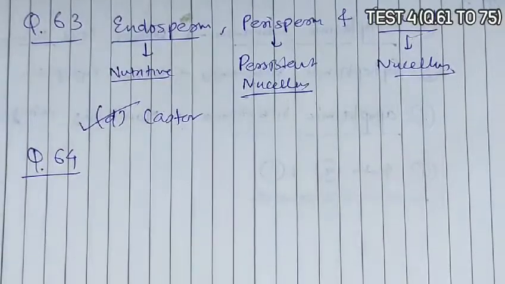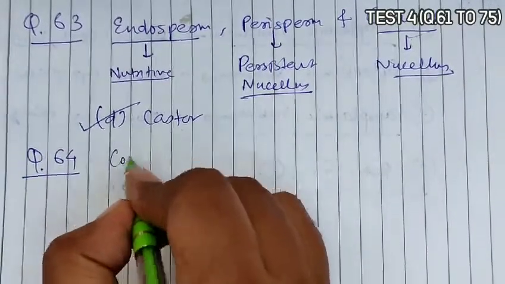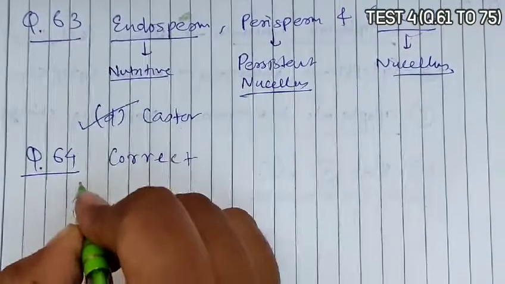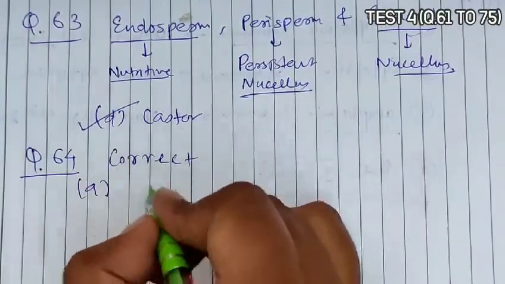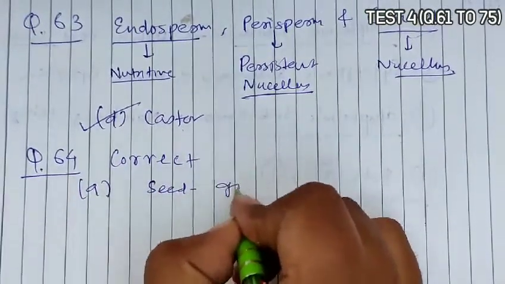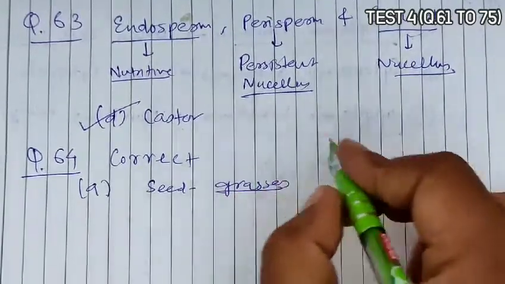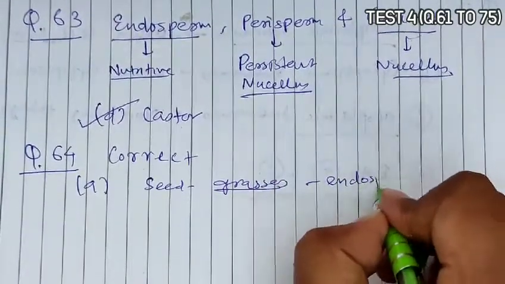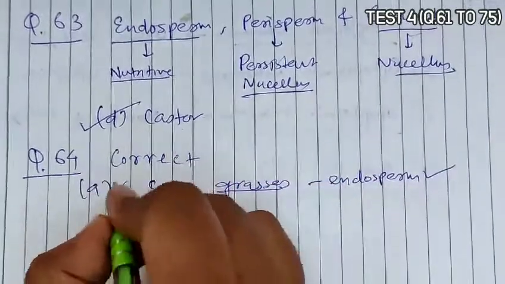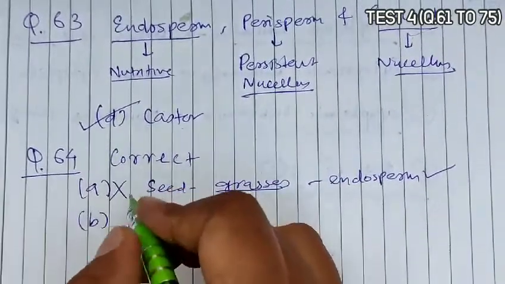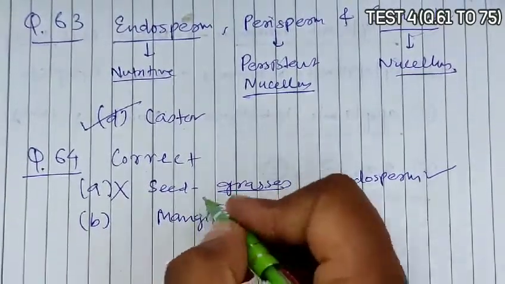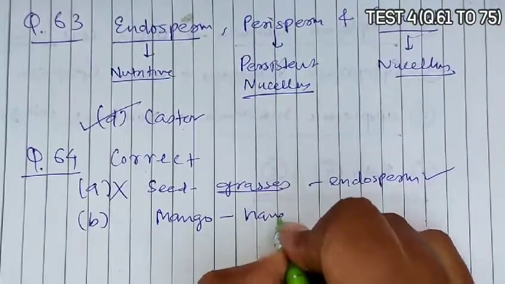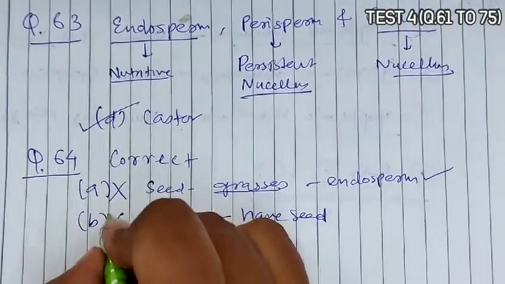Question 64 asks which one of the following statements is correct. We have to identify the correct statement. Option A: seed in grasses are not endospermic. Now grasses are monocots and monocots have endosperm, so it is an incorrect statement. Option B: mango is a parthenocarpic fruit. Now parthenocarpic fruits are seedless fruits and mango has seed, so that cannot be a parthenocarpic fruit.